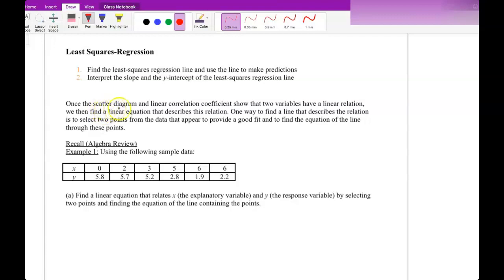Once the scatter diagram and linear correlation coefficient show that two variables have a linear relation, we then find a linear equation that describes this relation. One way to find a line that describes the relation is to select 2 points from the data that provide a good fit, and to find the equation of the line through these 2 points.